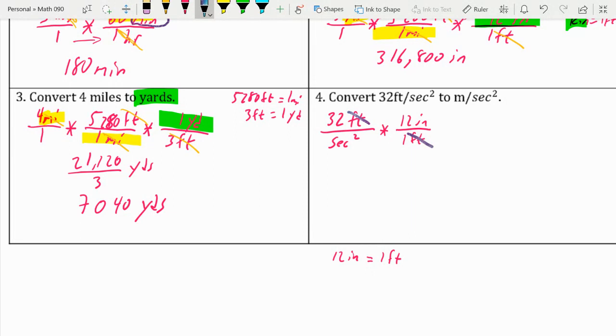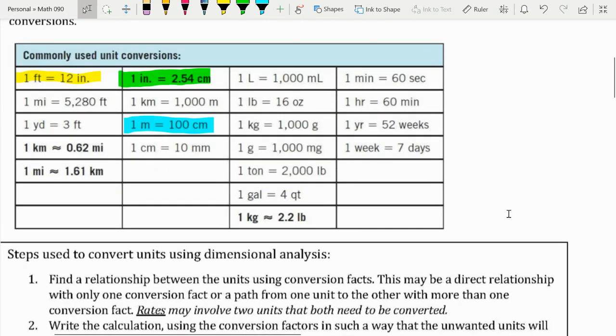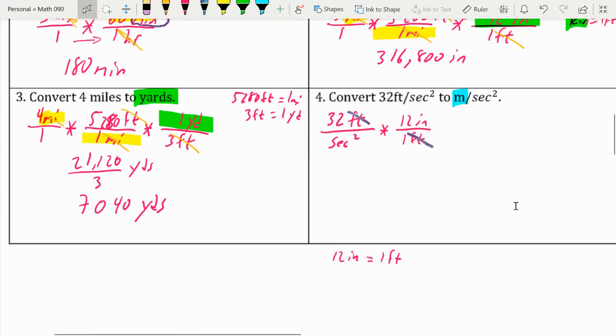All right. So now I'm left in inches. I don't want inches. I want to get to meters. But in order to get to meters, I have to see inches to centimeters. So 1 inch, and I'm just writing it at the bottom again, should be approximately 2.54 centimeters.